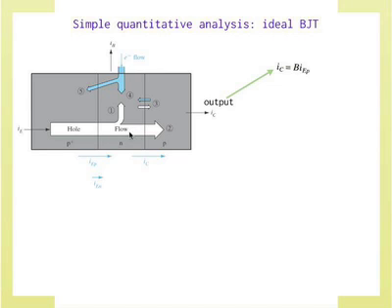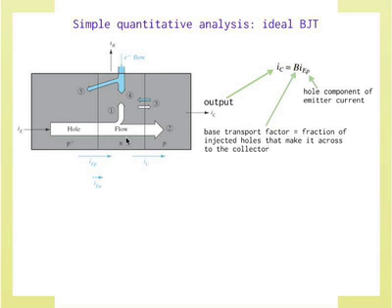Okay, that's a probability that it does not recombine. That's the idea. So that's a whole component of the emitter current. That's a base transport factor. It's a fraction of the injected holes that makes it across the collector.